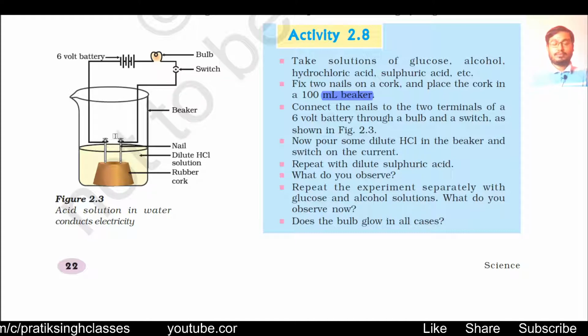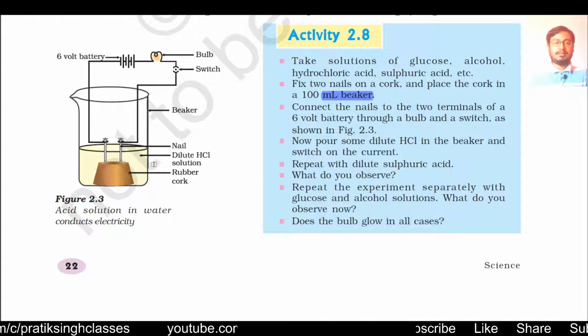Before this, before pouring dilute HCl, switch on the key. You will see that the bulb is not glowing. It shows that rubber is a poor conductor of electricity, but keep in mind the electrodes must not touch each other. But when dilute hydrochloric acid was poured in this beaker and the switch was on, the bulb started glowing because the circuit became complete and current started flowing in this circuit.